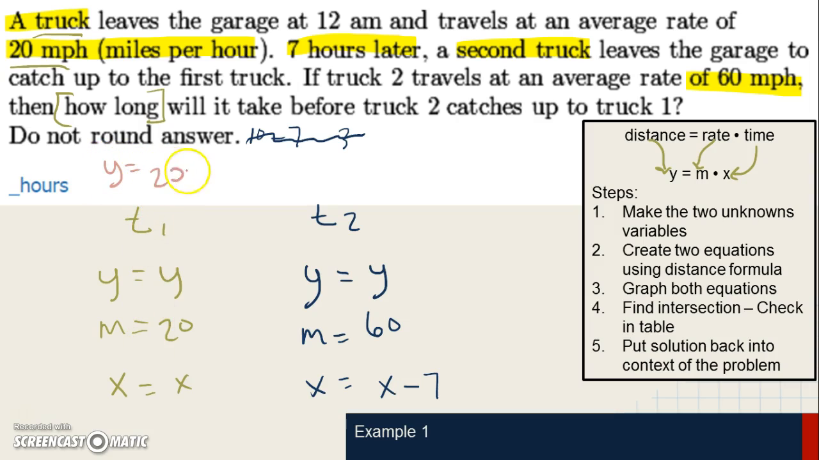So the equation that we're going to use for truck 1 is y equals, our m is 20, and x is x. And this is the equation for truck 1. And then the equation for truck 2 is y equals, m is 60, and x is x minus 7 for truck 2. And now we're not going to distribute this 60 because we don't have to. We'll let the computer do that for us. So now we have y by itself in both of these. We can go ahead and move into the third step, which is to graph them both.